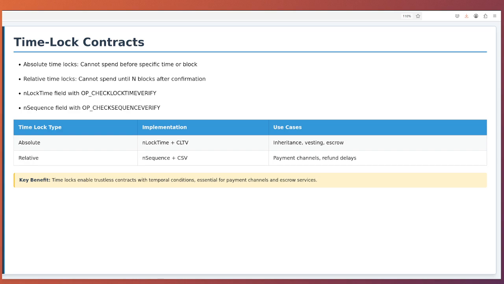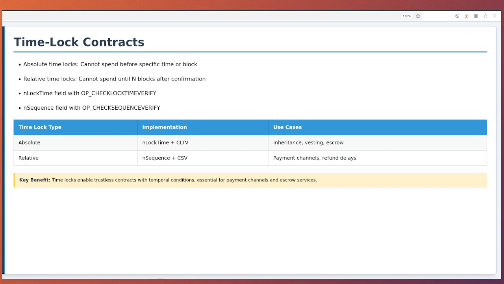Absolute time locks specify an exact time or block height before which funds cannot be spent. This is implemented through the nLockTime field present in every transaction, combined with the OP_CHECKLOCKTIMEVERIFY opcode, abbreviated CLTV. When you create a transaction with nLockTime set to a future block height or Unix timestamp, nodes will not accept that transaction into the mempool or include it in blocks until that time arrives. CLTV provides script-level enforcement of time locks, allowing individual outputs to have different time constraints.